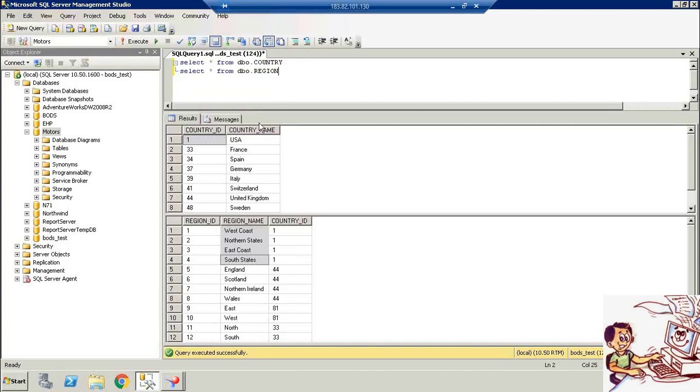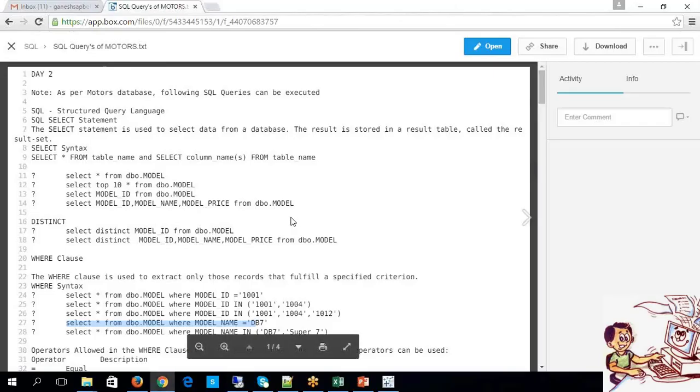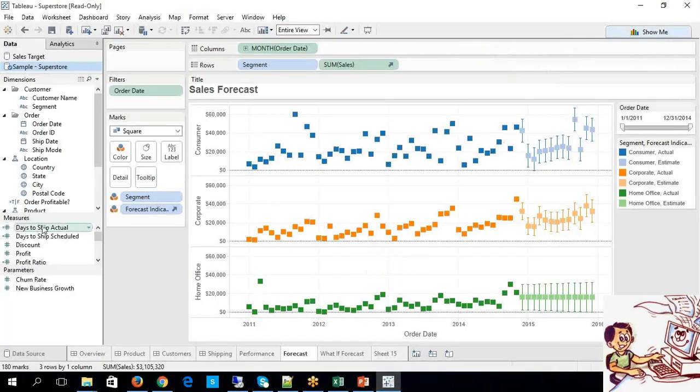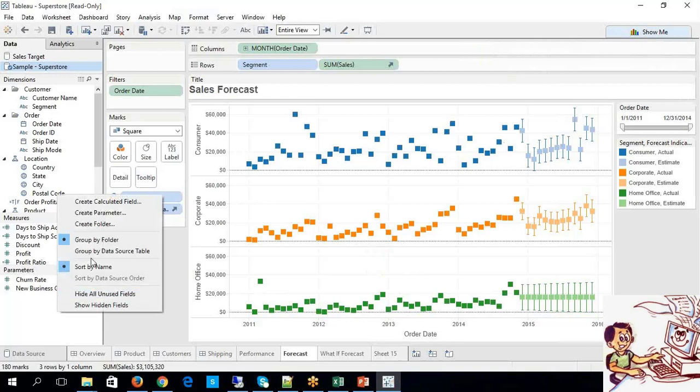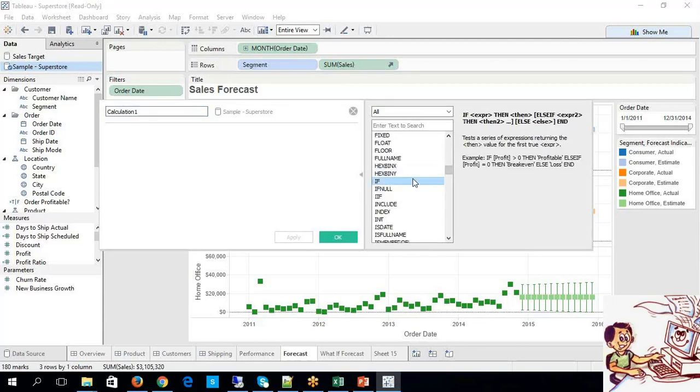For any reporting element, in case they are using SQL as the backend, yes, you need to be thorough with those SQL queries. And these SQL queries are required during Tableau Desktop customizations, because I'm going to touch base on a concept called calculation fields. Whenever I'm going to deal with calculation fields, I'm going to use this kind of SQL functionality like if then else. Look at this. Of course, they will give you an inbuilt functionality, but that's fine.